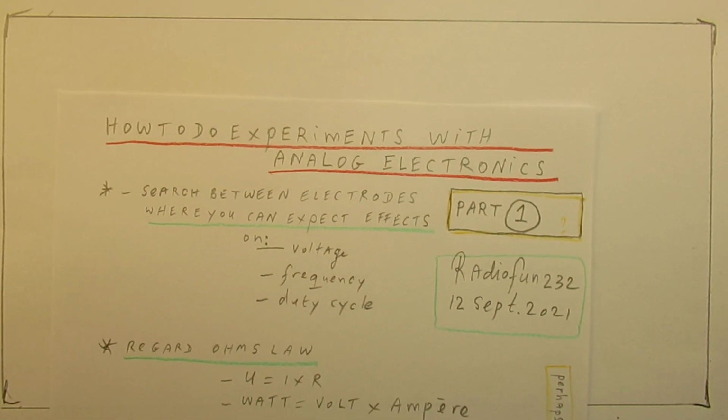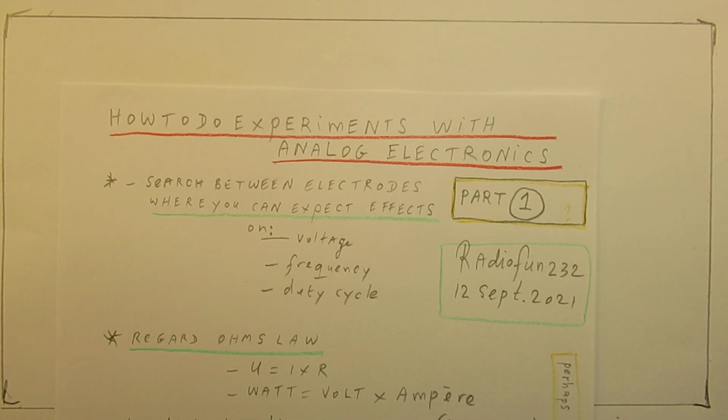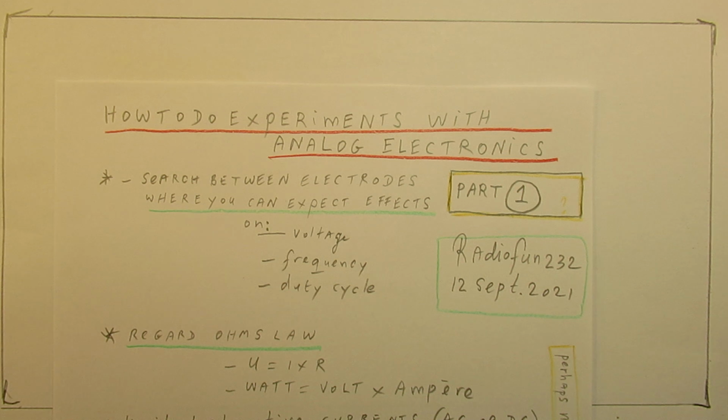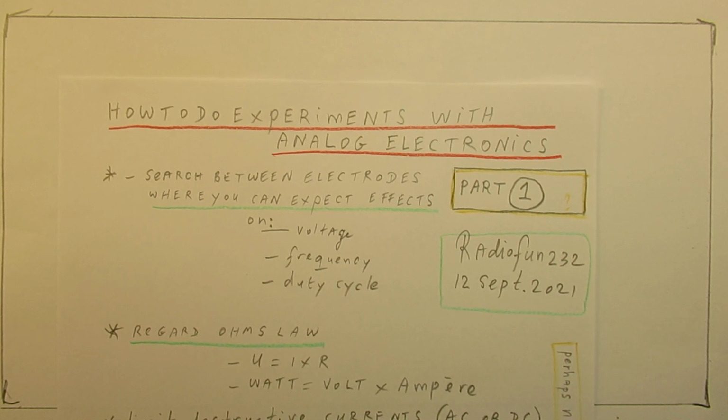In this video I want to pay attention to how to do experiments with analog electronics. I say it is part 1, but perhaps there is no part 2, etc. I found out and described a few first ideas, only ideas that have to be taken into account when you do experiments with analog electronics. And here are some ideas.